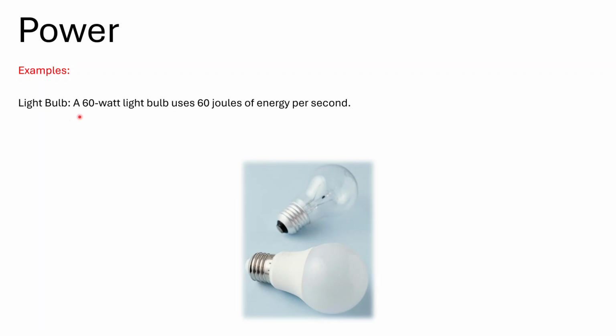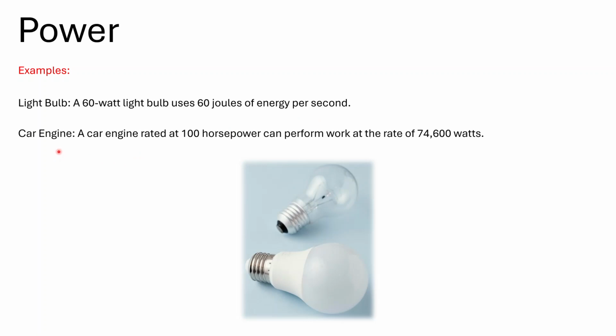Examples. A light bulb: a 60-watt light bulb uses 60 joules of energy per second. And a car engine rated at 100 horsepower can perform work at the rate of 74,600 watts.